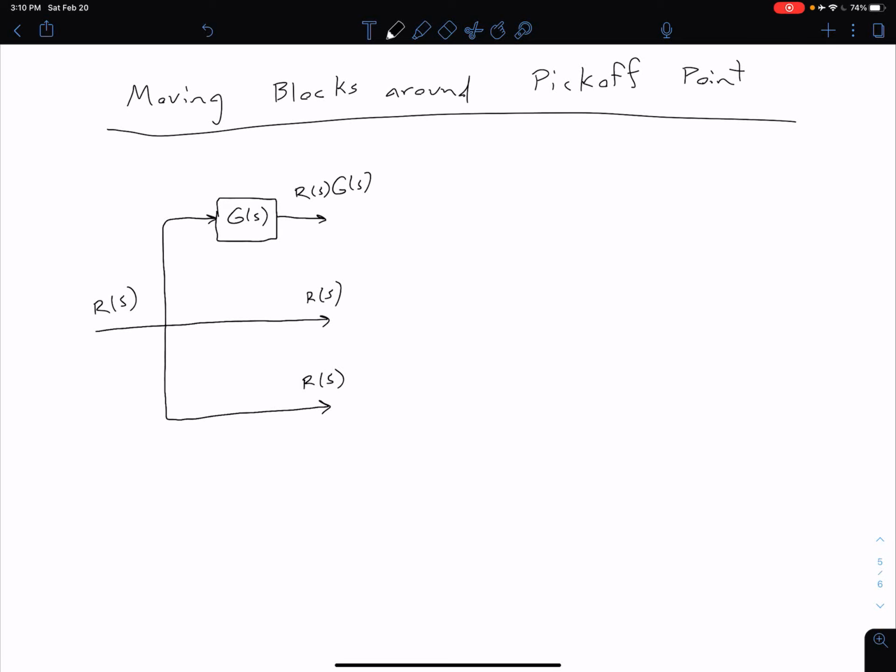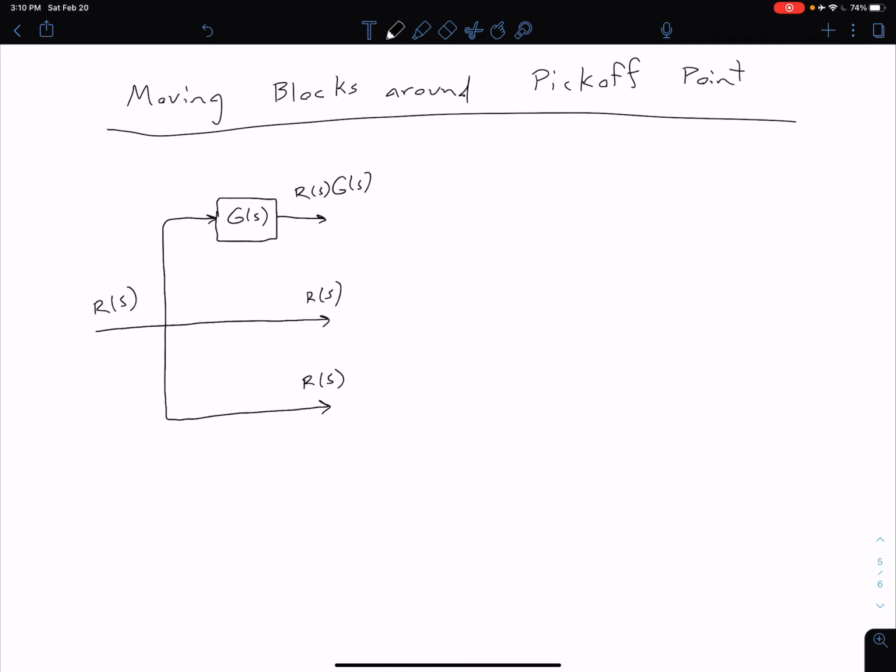In this video, we're going to look more at how we can move blocks around a pickoff point. Again, our goal here is the same as it was with being able to move blocks around a summing junction. Ultimately, we're going to want to get our block diagram so we have cascade, parallel, or feedback forms. We've not talked about those explicitly yet, but we're going to get there soon. In order to do that, sometimes we need to just shift the blocks around pickoff points and summing junctions.